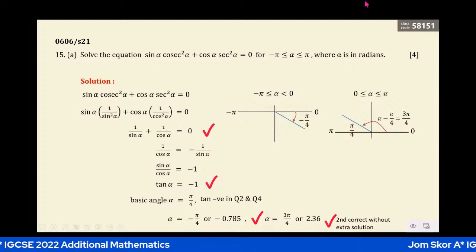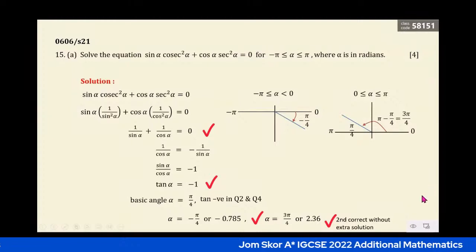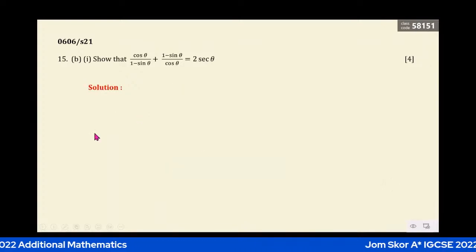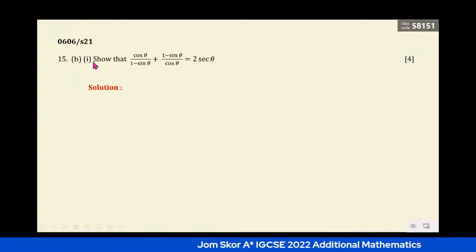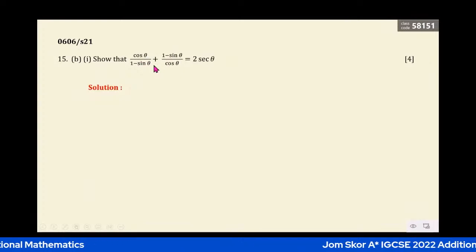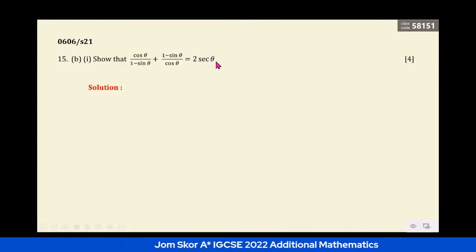Alright, so that is for 15A. Now we go to 15B. 15B has no relation to 15A earlier. So 15B, B1. The question asks you to show that this is equal to 2 secant theta. So now you have to prove that the left side expression is equal to 2 secant theta.